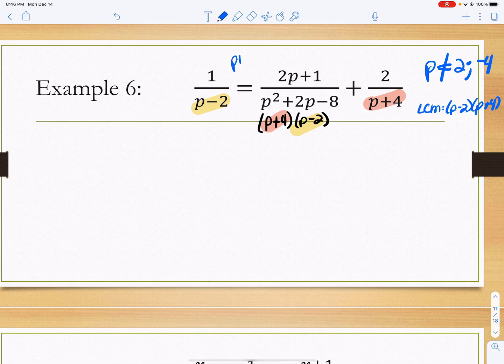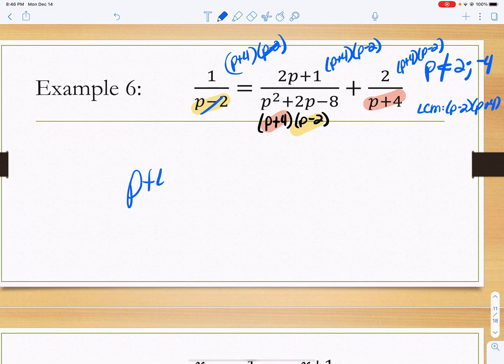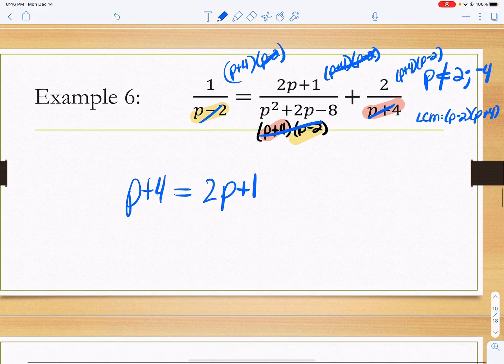So I'm going to multiply each term by p plus 4 and p minus 2. When I do that, the p minus 2's cancel, so I get p plus 4. And then everything cancels, so I get 2p plus 1. And then the p plus 4 cancels, so I get plus 2p minus 4.